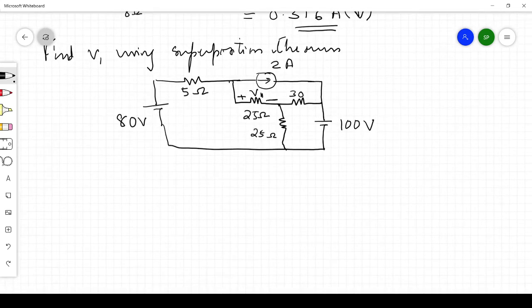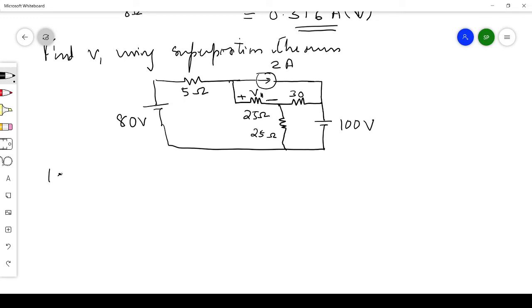Okay, now what is the step? First step, you can see that there are three sources, so we have to find three currents considering each source separately. So first let us consider 80 volt is acting alone.